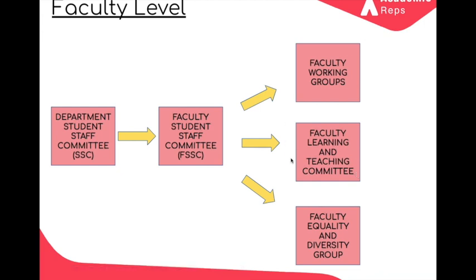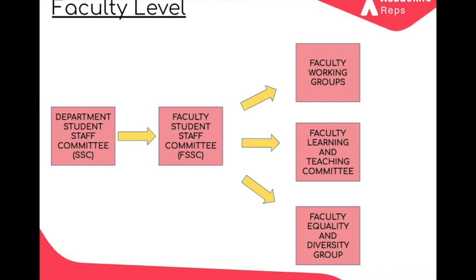The first is faculty working groups, which operate in a very similar way to departmental ones, but rather than looking at, say, employability for just the English department, they'd be looking at employability outcomes for the whole of the Faculty of Arts and Humanities, for example. Faculty Learning and Teaching Committee, again, is very similar. So this looks at learning outcomes and objectives for the whole of a faculty rather than just an individual department.